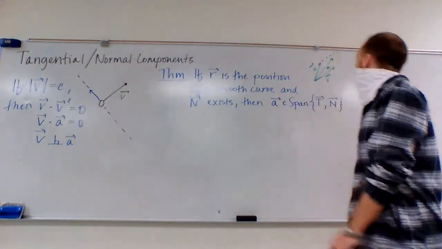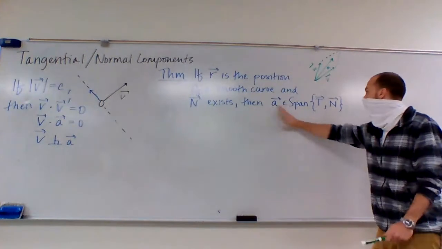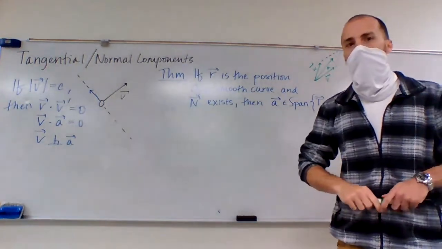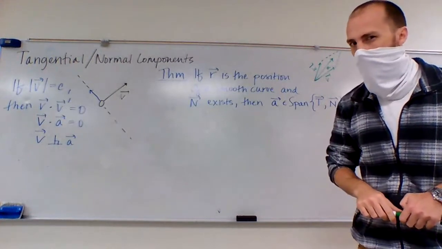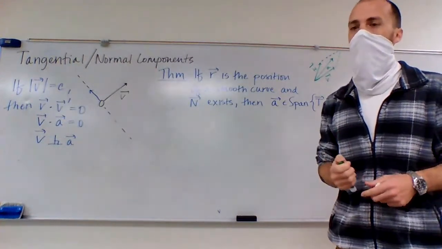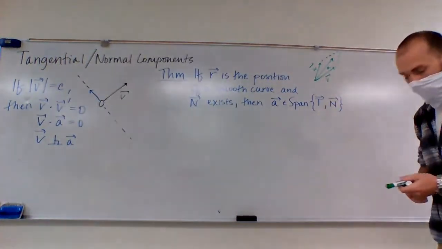We're going to be able to write our acceleration vector as some number of T's plus some number of N's. Okay, and so we can make up our acceleration vector entirely out of T and N. And so I'll have a little more to say about that, but first I'm going to prove this to you.